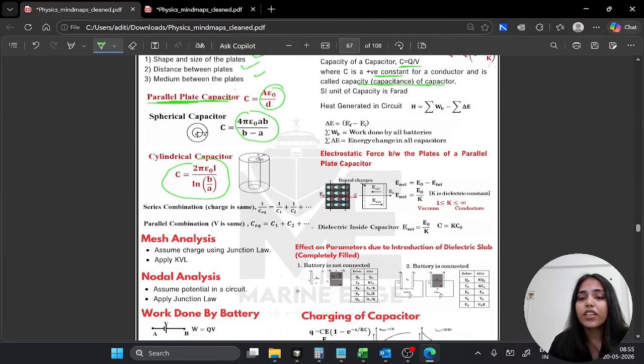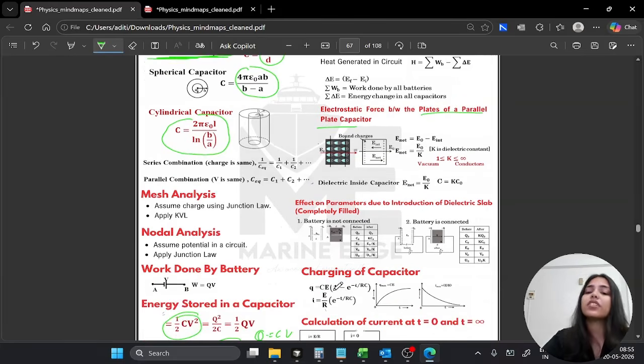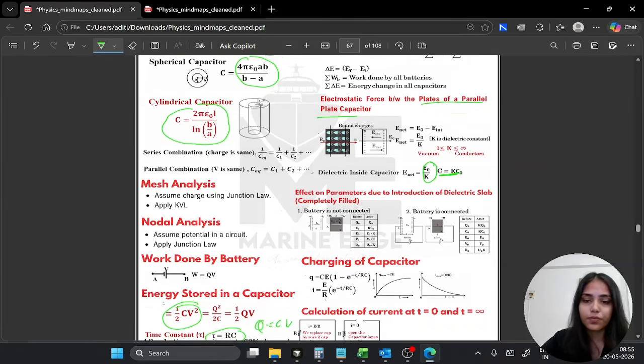Next, electrostatic force between plates of a parallel plate capacitor. If you have a parallel plate capacitor, the net field is E0 minus Ei. Next, we have the dielectric, or whatever is the medium kept between the two plates. So with a dielectric inside the capacitor, the field is E0 upon K, and C becomes K epsilon naught times the original. If there is no dielectric, that is just epsilon naught.